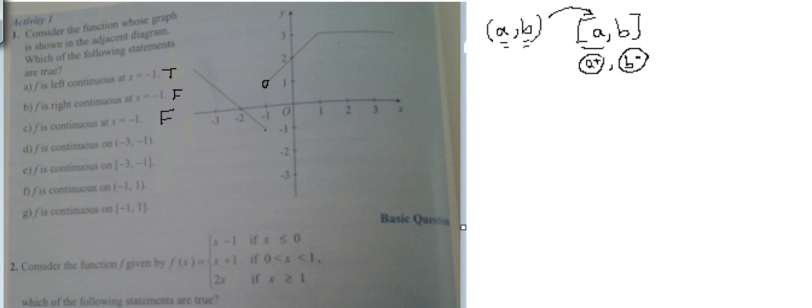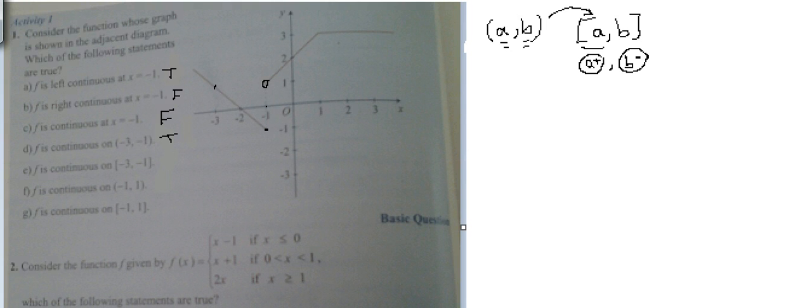Now, is f continuous on minus 3, minus 1? It's an open interval, minus 3 to minus 1. From minus 3 to minus 1, the function is continuous. It's true because it is continuous at every point on that interval. On that line, we have continuity, so it's true.